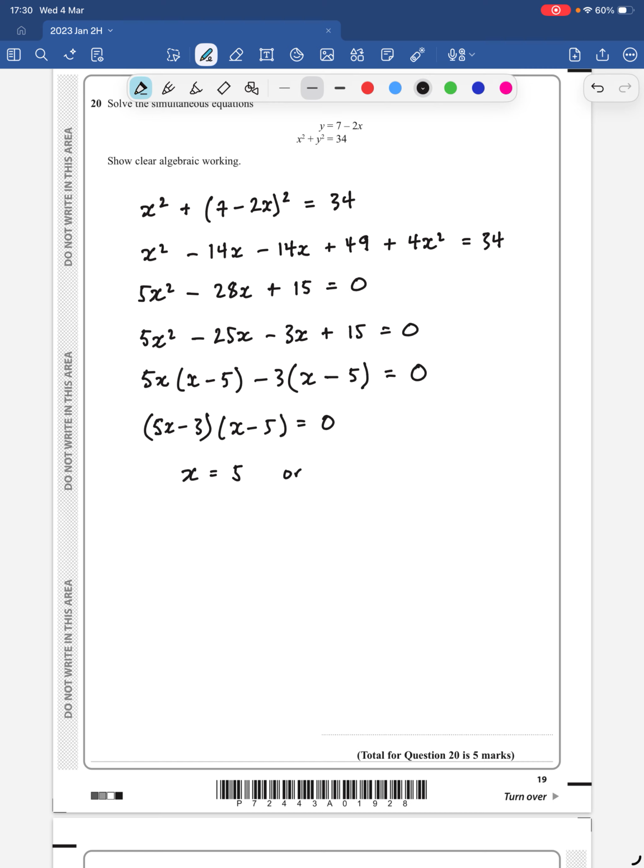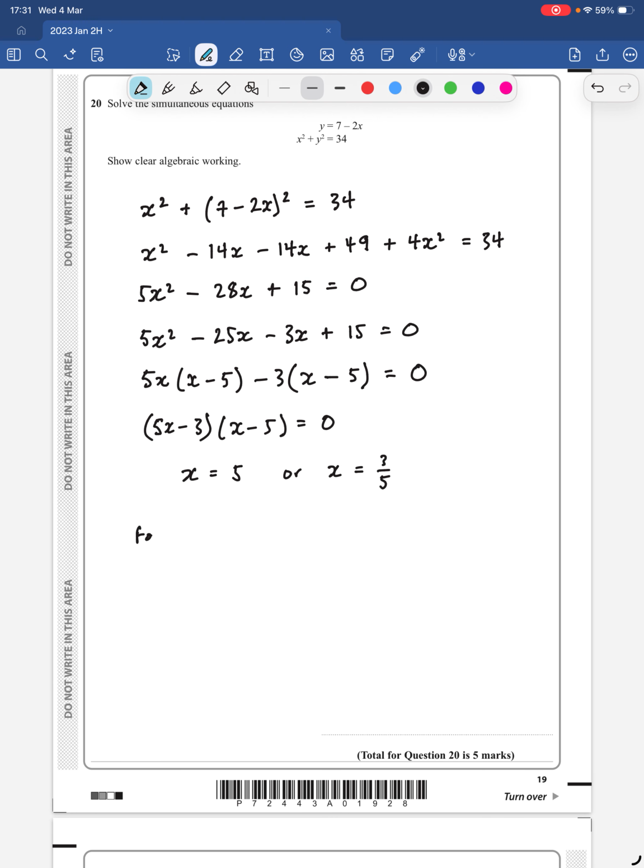And the other one, so I just imagine this with a sort of equals 0 next to it. What algebra do I need to do? I'm going to add the 3, divide by the 5, and that will give me an x value of 3/5, or x equals 3/5. Now, in order to solve the simultaneous equation, I've got to find out what y is.